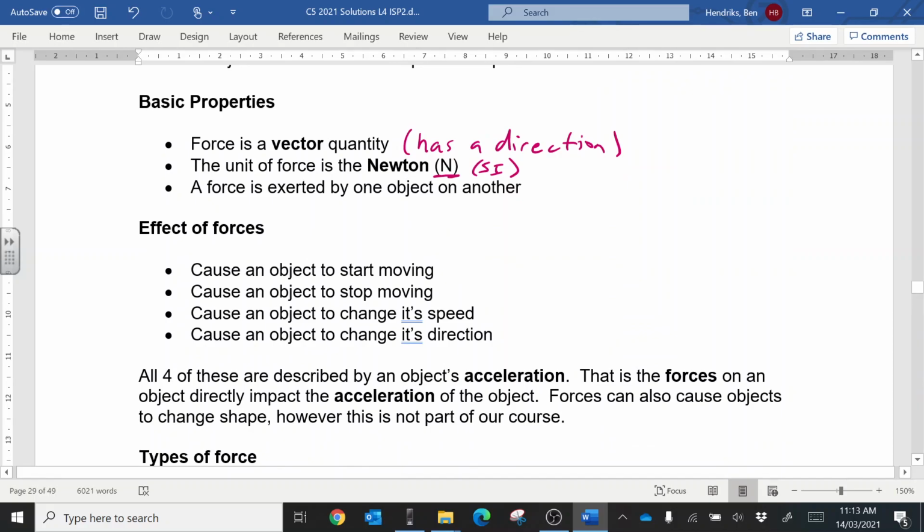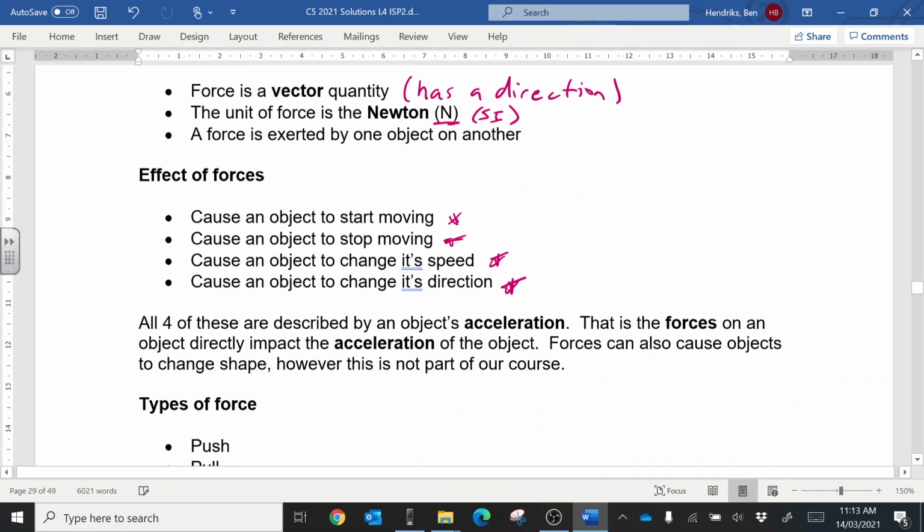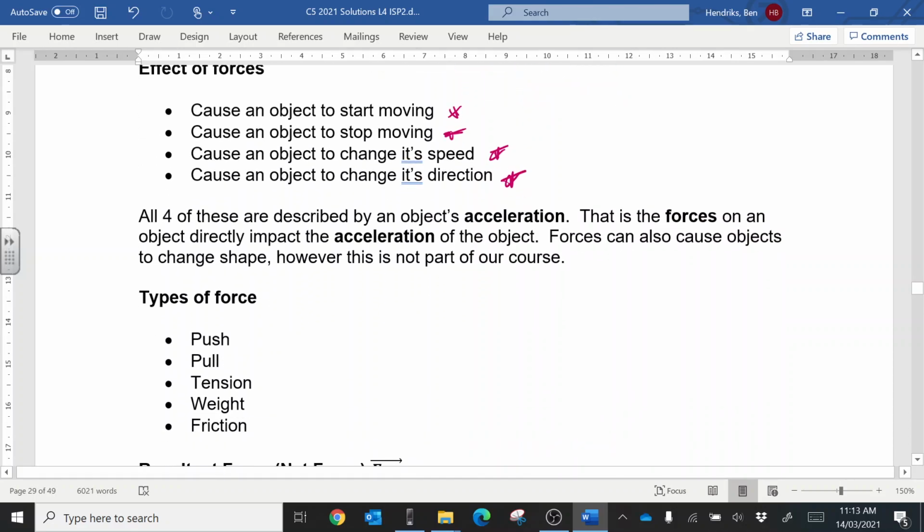Effects of forces: they can cause an object to start moving, they can cause an object to stop moving, they cause an object to change its speed, and cause an object to change its direction. All four of these are described by an object's acceleration. That is, forces on an object directly impact the acceleration of the object. Forces can also cause objects to change shape. However, this is not part of our course.